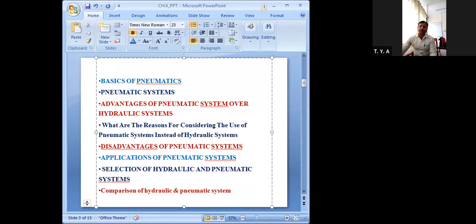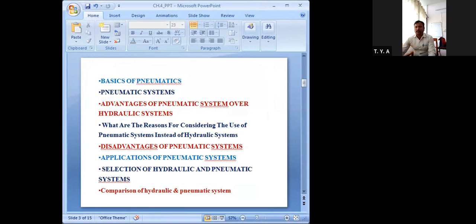Now if you see in industry, in many applications, these pneumatic systems are preferred over this hydraulic system. Now why is this pneumatic system preferred over that hydraulic system? So there are many reasons available. Now what are those reasons, that I will tell you.